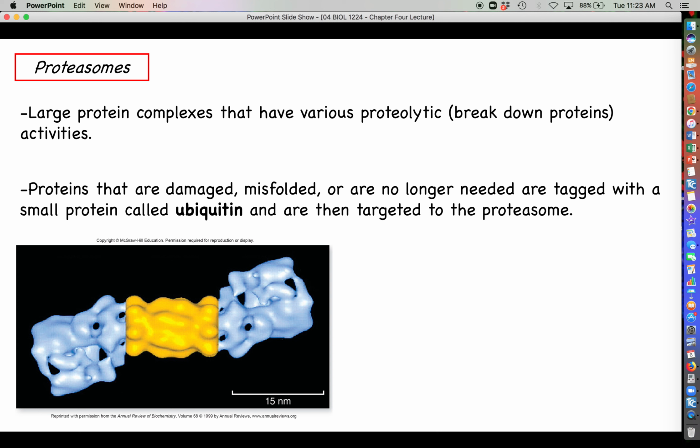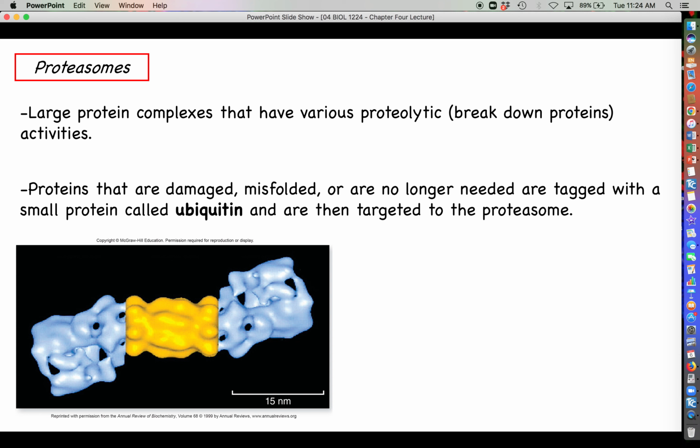What makes this different from the lysosome is that the lysosome is just a general garbage dump. Anything you want to destroy, just throw it in there. Proteins are a little bit different because oftentimes proteins need to be specifically degraded or specifically destroyed. You don't want to destroy every protein in the cell, you just want to destroy this one right here or this specific one right here. So that is what the proteasome is for.